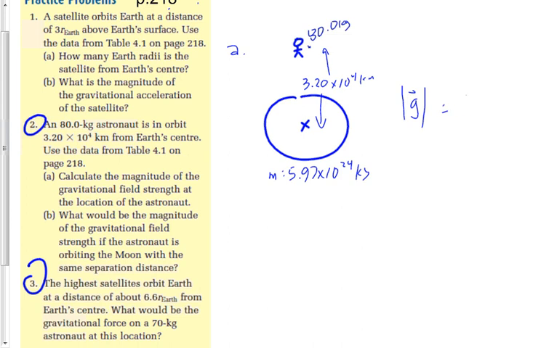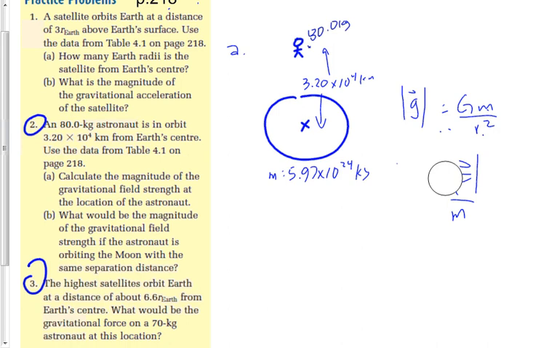Gm over r squared or F over m? Tyler, which one fits better there? First one or the second one? Yeah, looks like the first one. We know the distance from the center of the Earth. We know the mass of the Earth. Let's go with the producer equation.